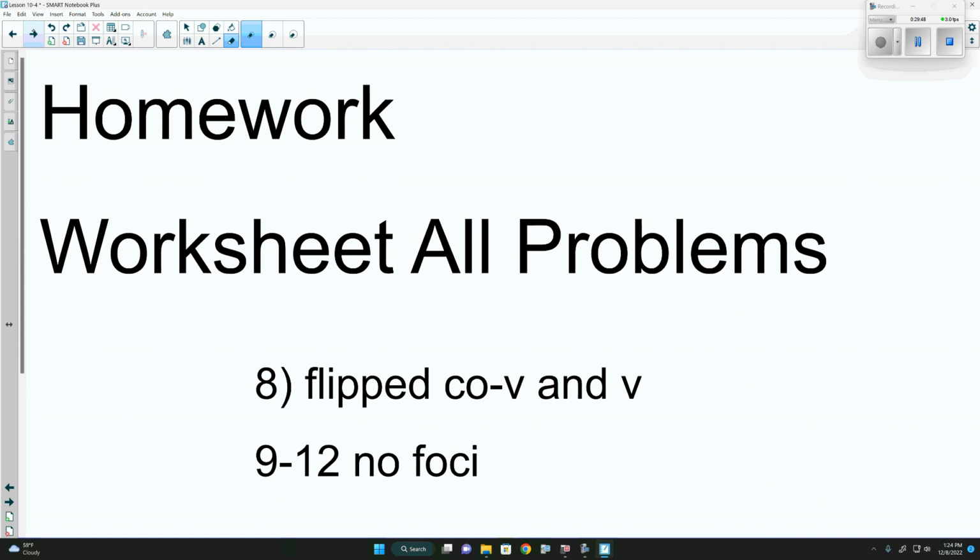So we have that. Now, 9, 10, 11, and 12, you do not have to find the focus. So you can mark that out. You do not have to find the focus on 9 through 12. So the top two numbers, 5, 6, are the co-vertices, and 7, 9, and 7, 3 are the vertices.